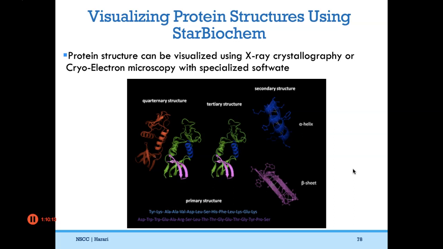And we can visualize protein structures using specialized software. You have access to free software called Star Biochem through MIT, where you can visualize protein structures. Scientists study protein structure using techniques called X-ray crystallography or cryo-electron microscopy. Actually, just today, I read in the news that for the first time, we were able to see single amino acids in a protein structure using cryo-electron microscopy. So this, in a way, kind of freezes proteins in a certain shape and allows us to look at single atoms and their arrangement in a protein.